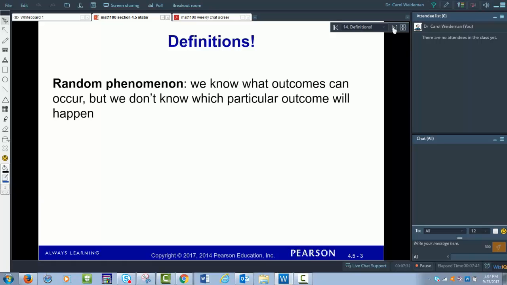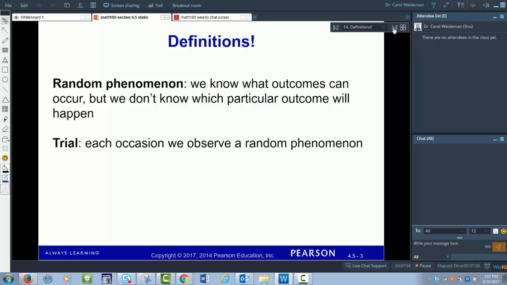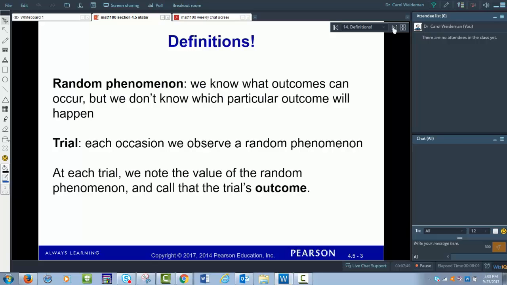So lots of definitions in this section. Random phenomena are where we know the outcomes that can occur, but we don't know which particular outcome will happen each time we perform a trial, which is each time we observe a random phenomenon. So for instance, if we flip a coin, we know we can get a head or a tail, but we don't know what's going to happen until we actually conduct the trial.